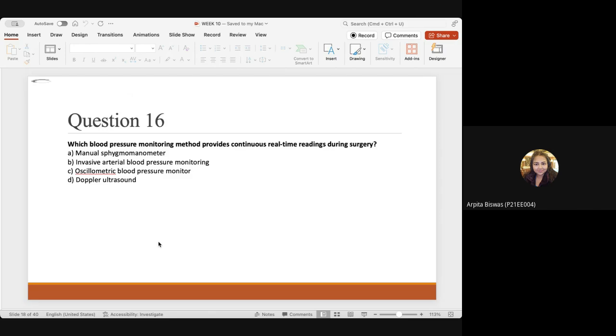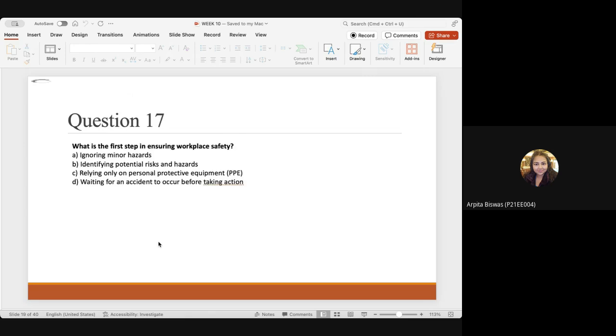The question number 16, which blood pressure monitoring method provides a continuous real-time reading during the surgery? Which is the right option? Blood pressure monitoring method provides continuous real-time readings during surgery, invasive arterial. So option B, ma'am. Yes, option B, the invasive arterial blood pressure monitoring. Good.